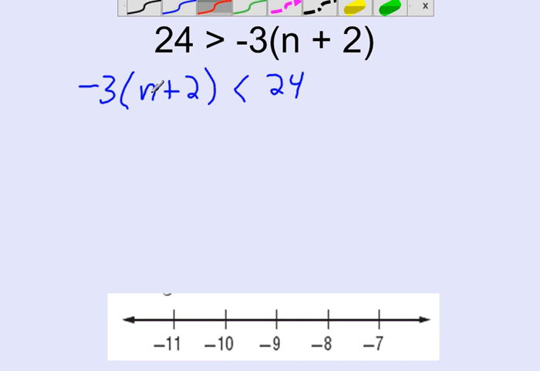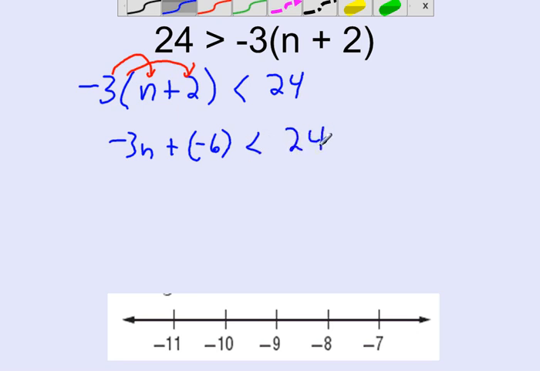I'm going to take negative 3 and distribute it to n plus 2. I've got to make sure I distribute it to both terms. Terms are separated with addition or subtraction signs. So if I do this math, I take negative 3 times n, I'm going to have negative 3n, and plus, if I take negative 3 times 2, I get negative 6. I'm going to put that in parentheses to group that negative sign with it. Is less than 24. So there's my first step in solving the inequality.